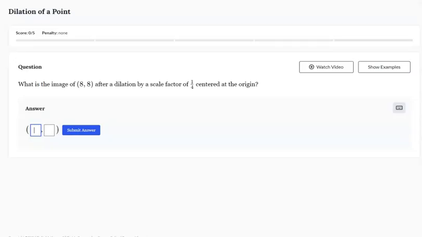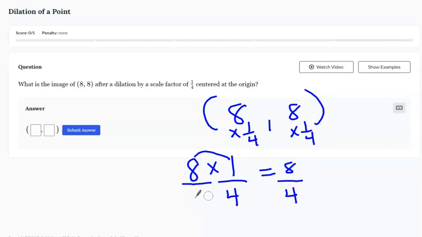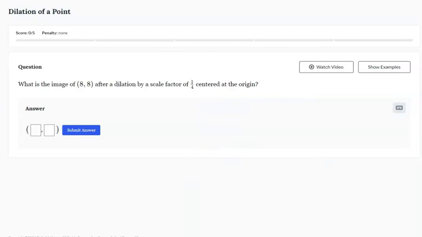All right, let's just dilate a point using math now. So my original point is 8, 8. I'm going to multiply that by 1/4. When you multiply a whole number by a fraction, that means you multiply the numerator, and then you multiply the denominators if there are 2 of them. In this case there isn't, so I simply reduce it. Because these are both 8s, they'll both have the same solution, which is 2, 2. We'll type that here in the answer key and submit.